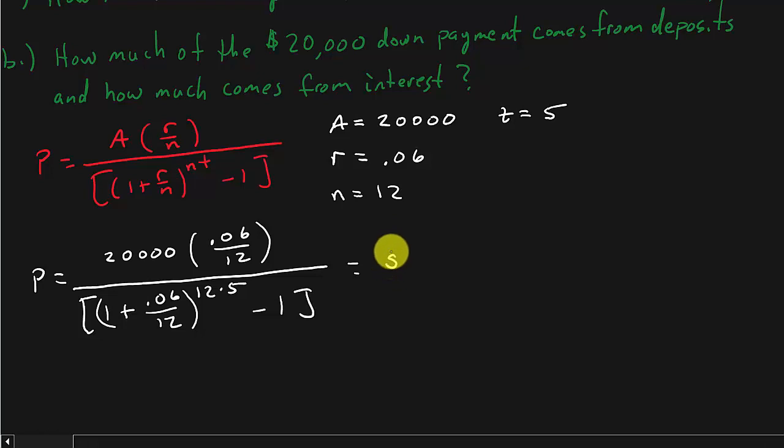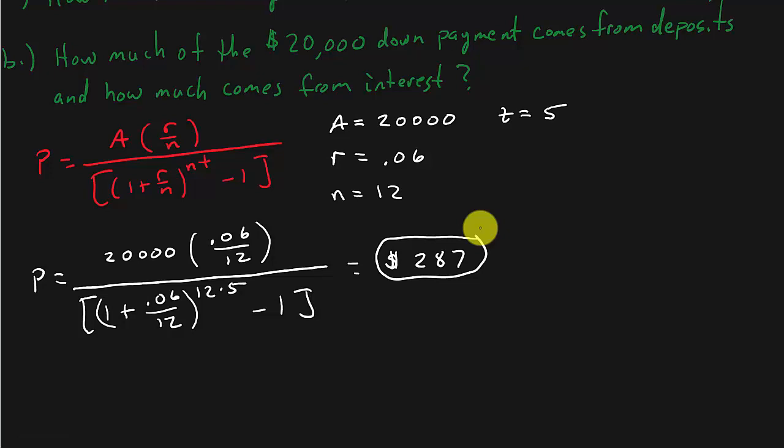That comes out to be $287 at the end of each month. That's how much money we've got to put in at the end of each month, and then you'll have $20,000 in 5 years. And once again, this is part A.